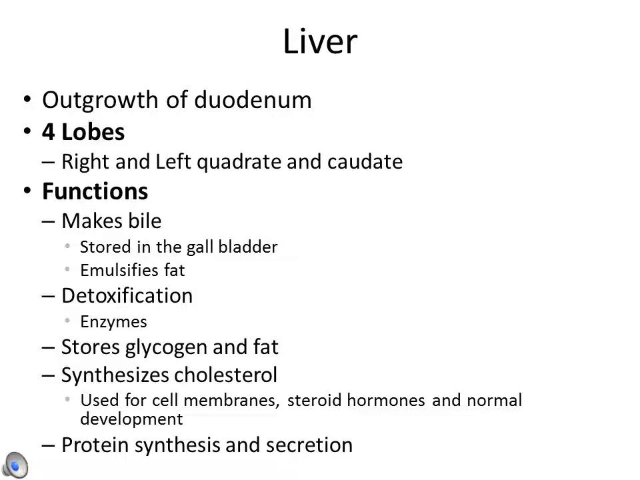The liver also is involved in detoxification through the enzymes that it produces. It also stores glycogen and fat and synthesizes cholesterol. This is important as the cholesterol is used for the cell membranes, steroid hormones, and for normal development. The liver also synthesizes and secretes protein.